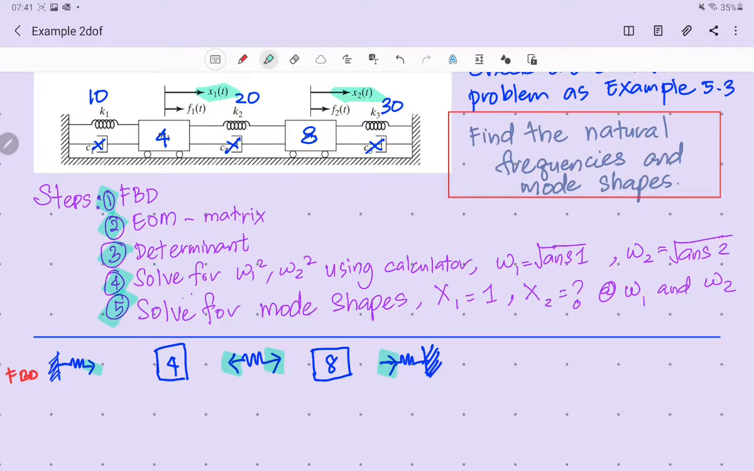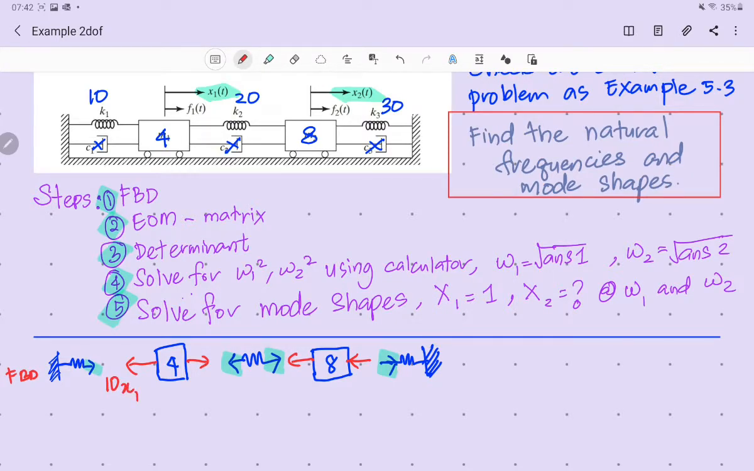Now I'm just going to draw the action reaction. Okay, so I have all the action reactions there, opposite and same value. I want to write the forces on it. So that should be K1 X1 here. So that will be 10 X1.